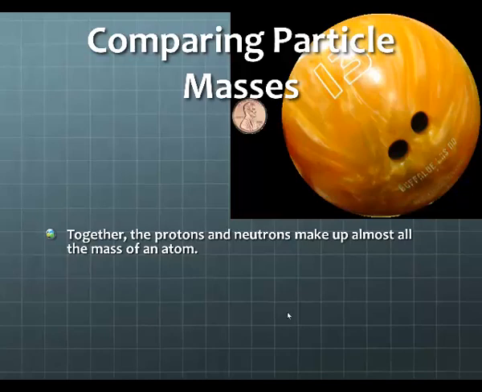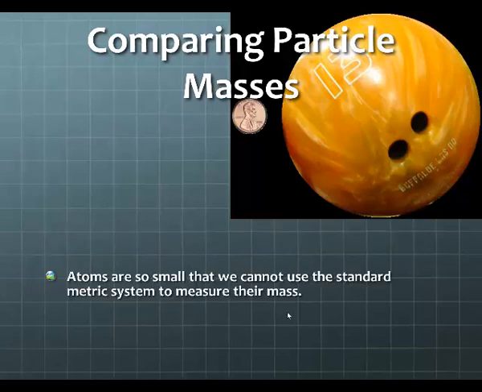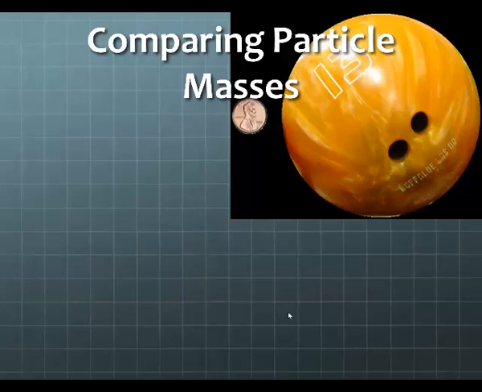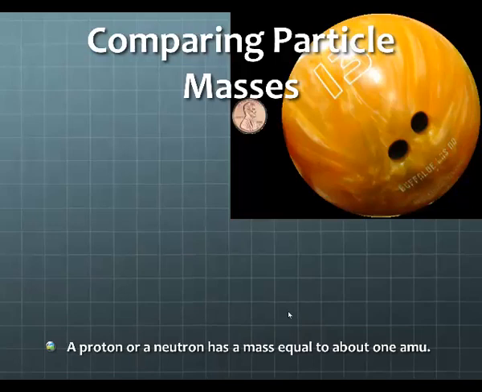Atoms are so small that we cannot use the standard metric system to measure their mass. Instead, we use atomic mass units, or AMUs. A proton or a neutron has a mass equal to about 1 AMU.